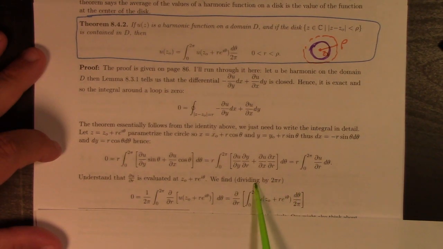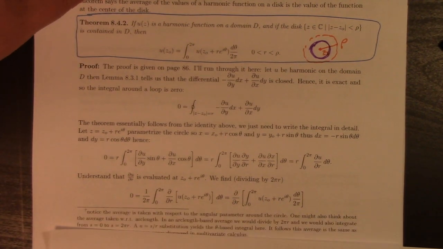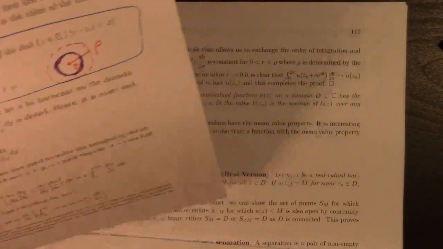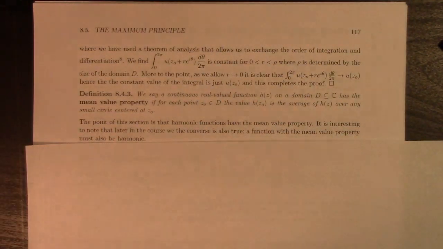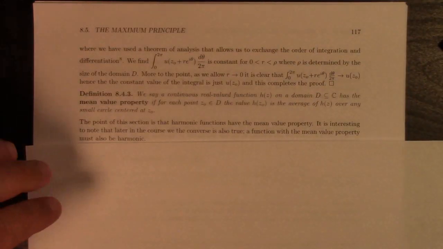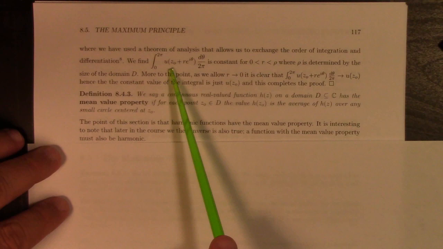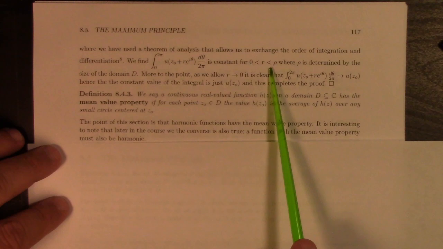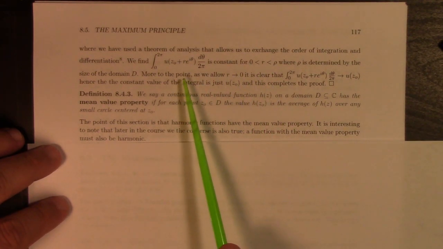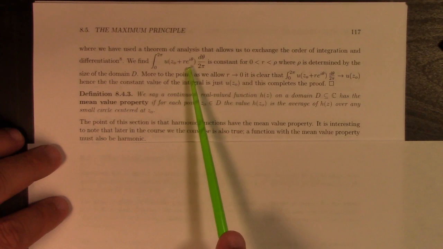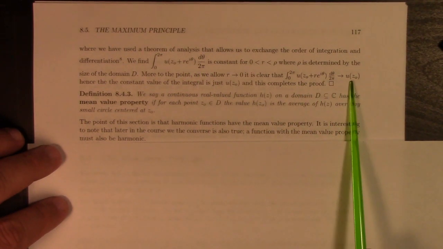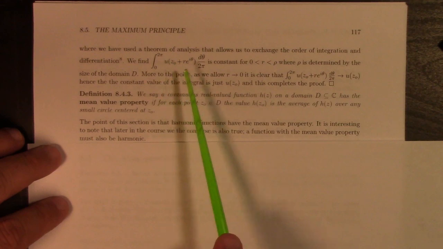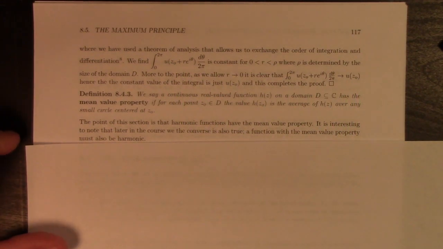Well, we're looking at the average value of u on the circle. And you've just shown that that average value is constant, right, as r changes. And so, again, using some analysis there, we have shown that this integral is constant for any r between 0 and rho. And more to the point, since we can let r go to 0, and we've argued before that that gives us u of z naught, it follows that this is equal to u of z naught for each r. And that's the theorem.